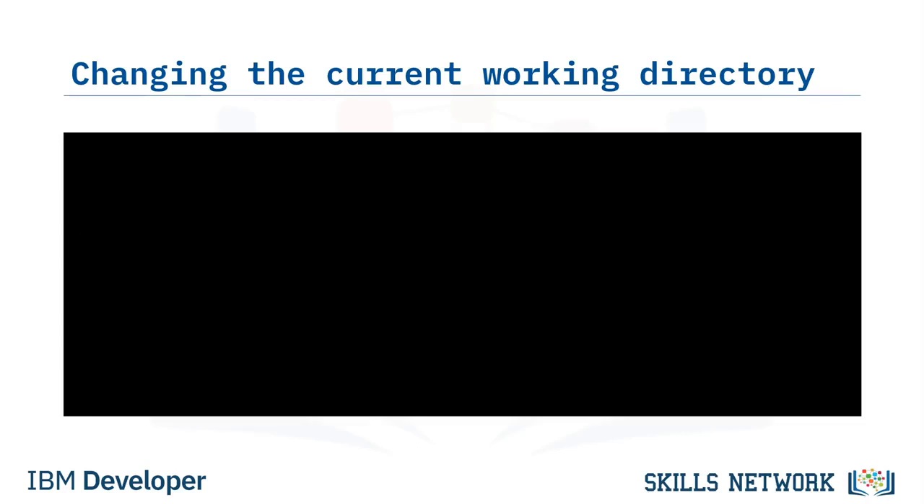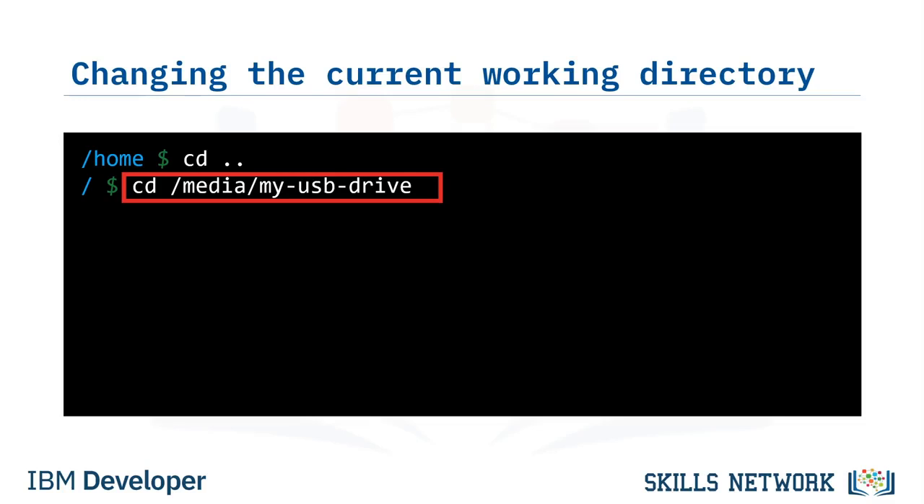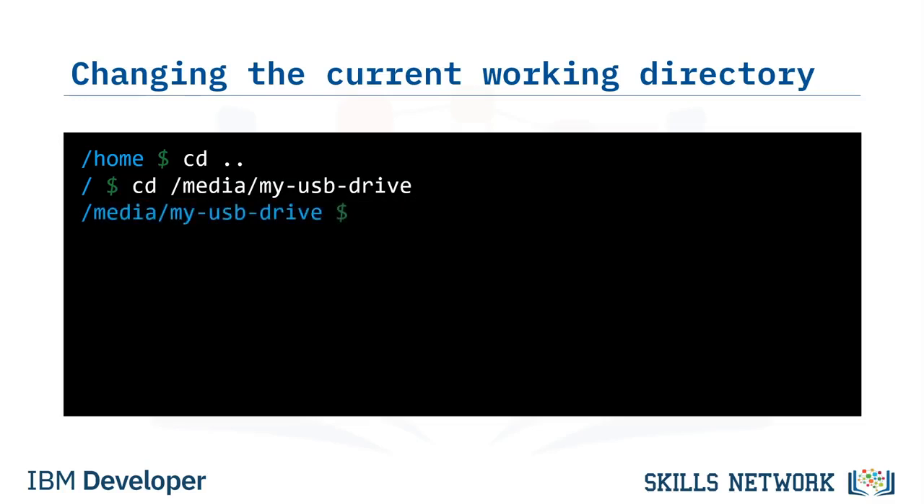Let's look at some more examples. Again, starting at the /home directory, enter cd .. to change the current working directory to the parent of the existing current working directory. So in this example, the parent of /home is / or the root directory. To then navigate to a USB drive called My USB Drive in the media directory, enter cd /media/My USB Drive.